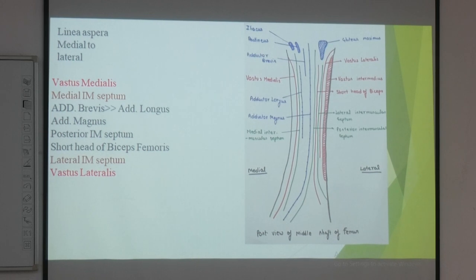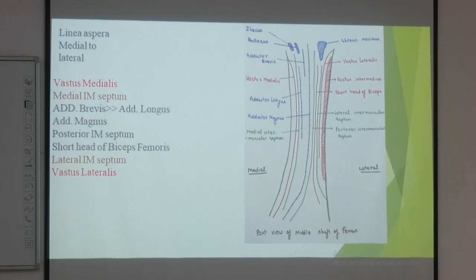Once you have figured out the medial and lateral sides, we draw the most medial muscle on the medial side, which is vastus medialis. After the vastus medialis, you have the septum known as the medial intermuscular septum, drawn as a green line. Next to it, we have two muscles: adductor brevis above and adductor longus below, which is a blue line. After this, we have another adductor muscle, adductor magnus, which is a big muscle.